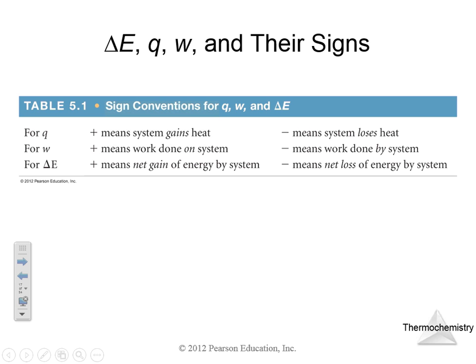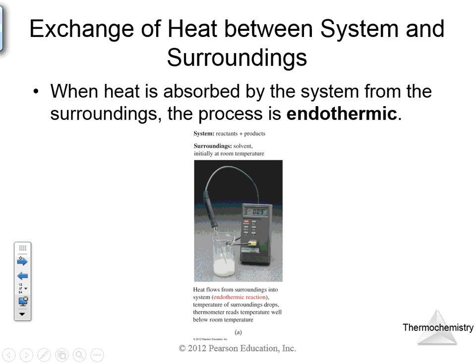So you have two words which are key. If work is done on the system, it's positive. If work is done by the system, it's negative. So keep that in mind. And then if change in E is positive, we have a net gain in the system. If change in E is negative, we have a net loss for the system. But this chart you will want to write down and make sure you understand it.